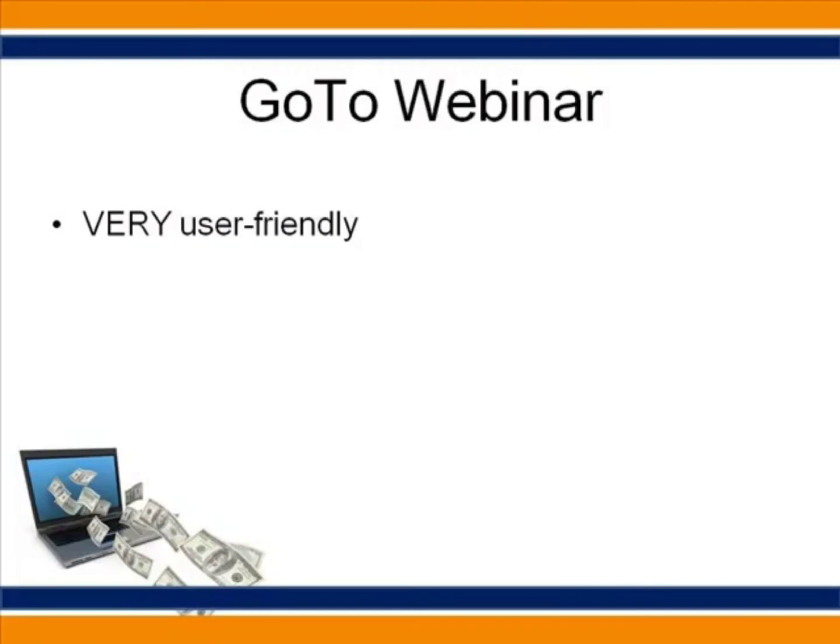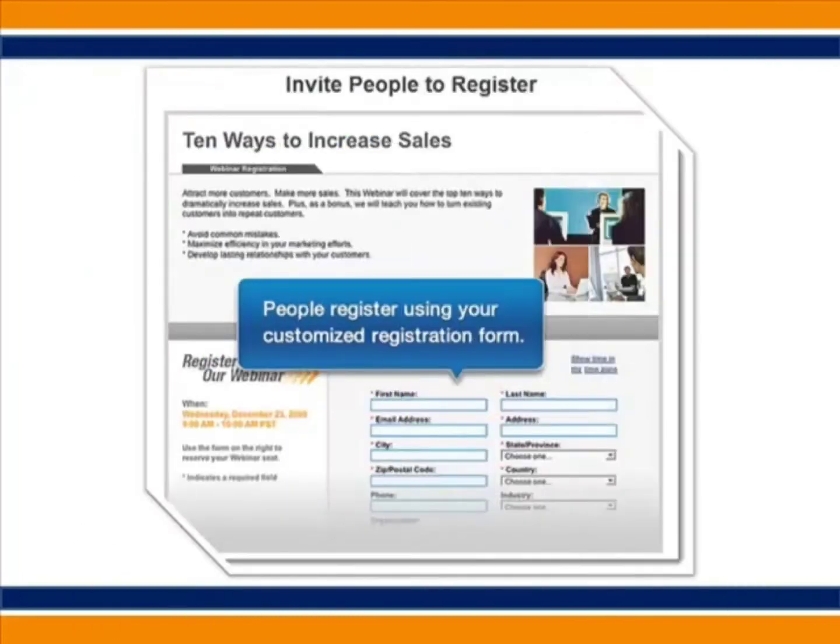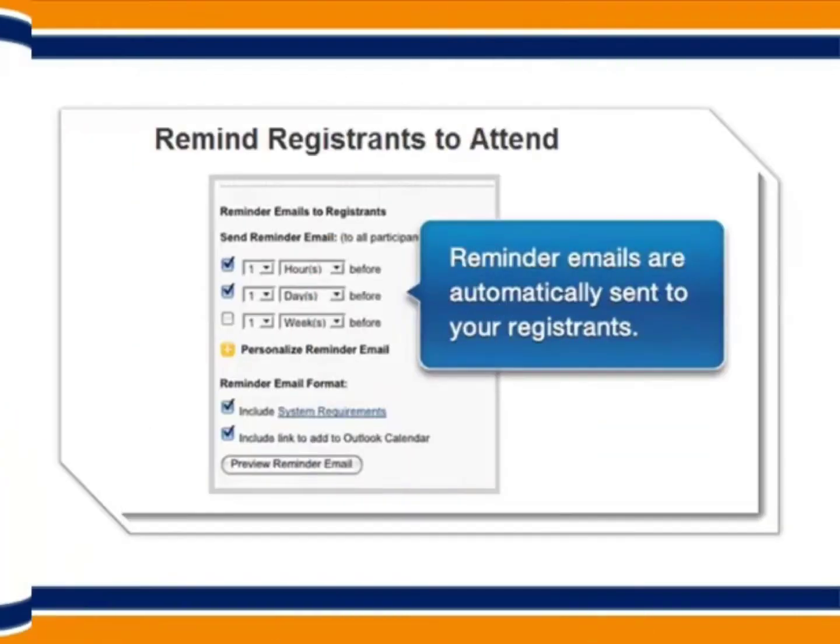Here's how, in 4 simple steps, right from their website. Step 1. Schedule your webinar. GoToWebinar automatically creates your invitation and registration. Step 2. Invite people to register. People can register using your customized registration form. Step 3. Remind registrants to attend. Reminder emails are automatically sent to all of your registrants.